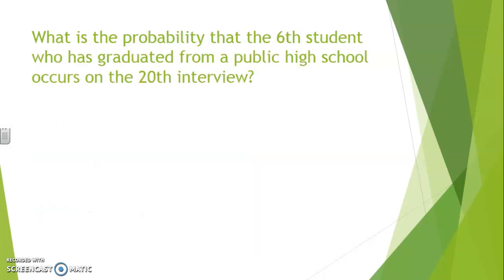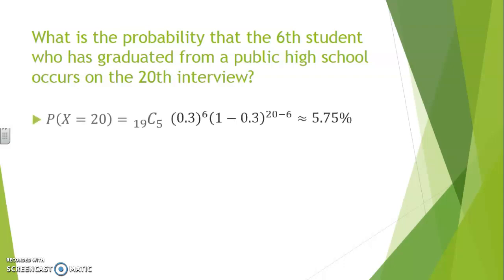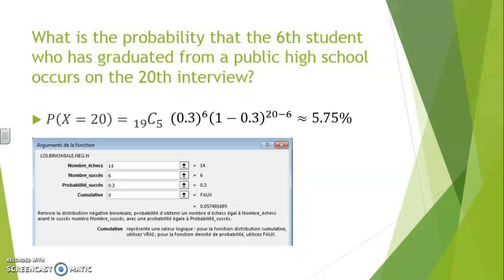What is the probability that the 6th student who graduated from a public high school occurs exactly on the 20th interview? We're going to use our probability formula in order to calculate this specific probability, which comes out to 5.75%. Or we can use our Excel functions to calculate the same probability.